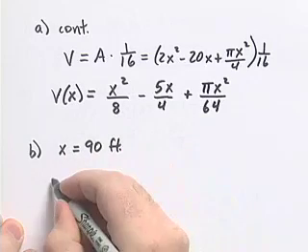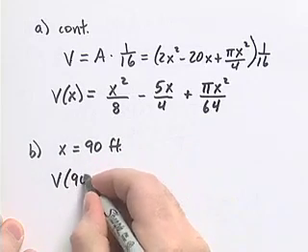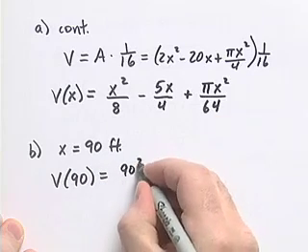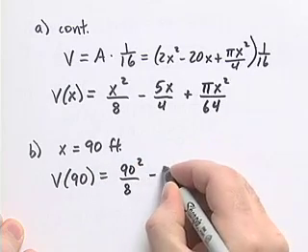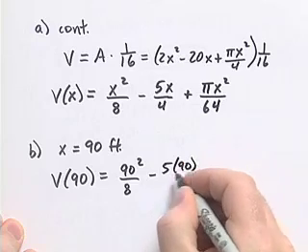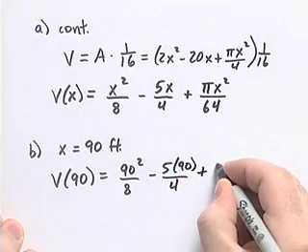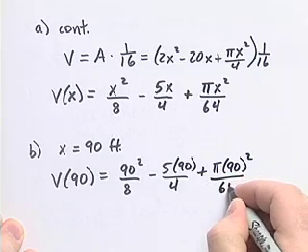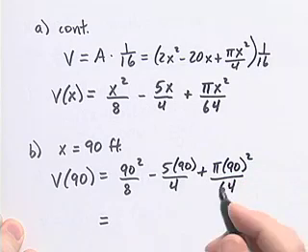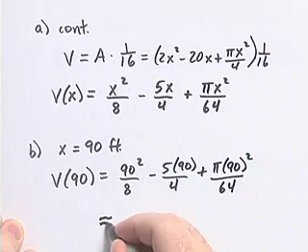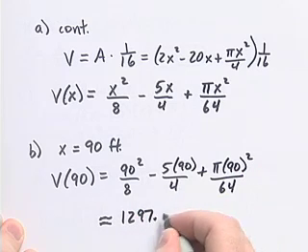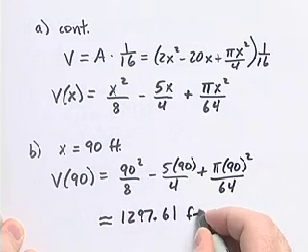So we just need to evaluate V of 90. We let x equal 90 in our definition. We'll have 90 squared over 8 minus 5 times 90 over 4 plus pi times 90 squared over 64. And if we evaluate that, we get that the volume is roughly 1,297.61 cubic feet.